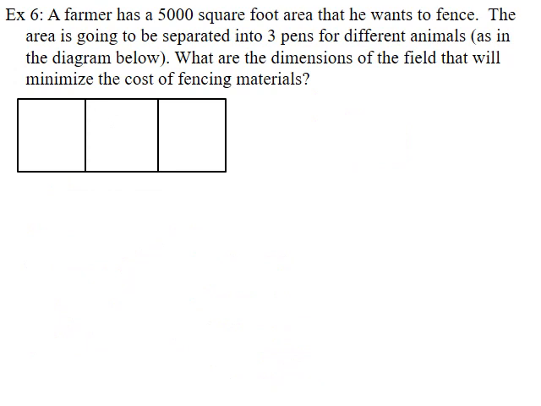So let me do a different, what I call farming problem, where instead of me giving you the perimeter, why don't I give you area and ask for the same idea? So what about one like this? A farmer has a 5,000 square foot area that he wants to fence. The area is going to be separated into 3 pens for different animals, as in the diagram below. What are the dimensions of the field that will minimize the cost of fencing materials?